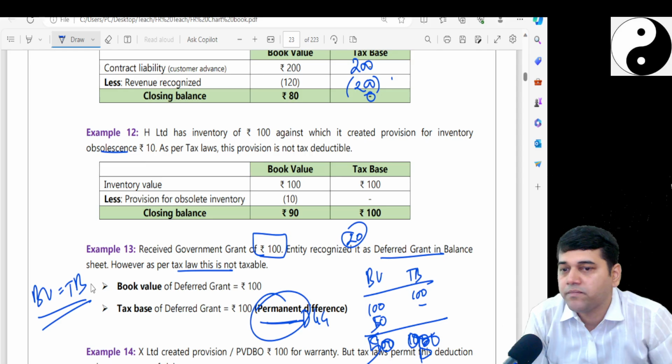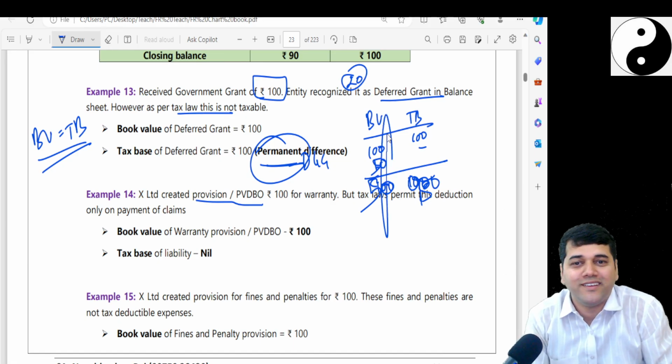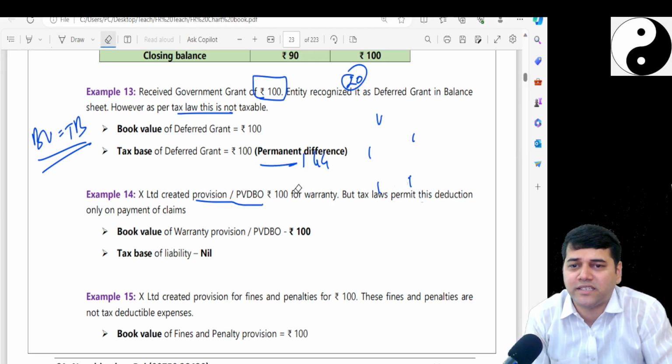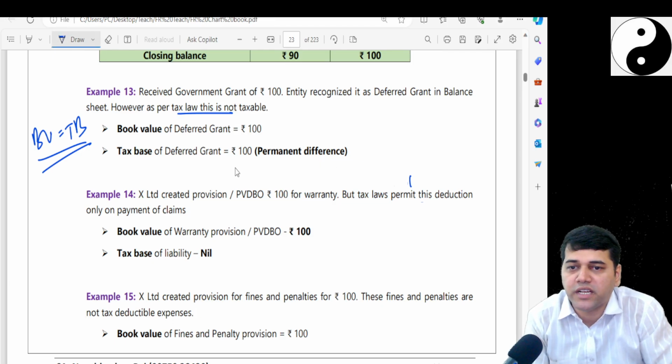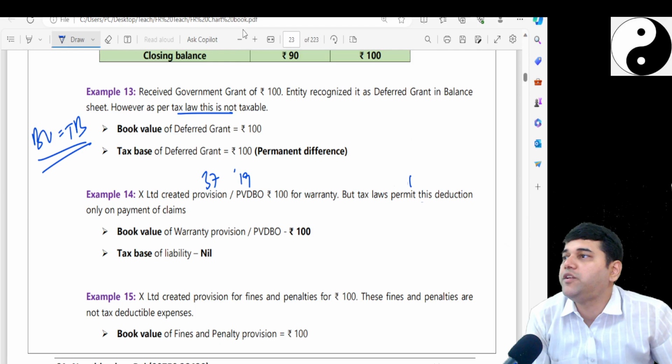Are you clear? Now, X Limited created a provision for PVDBO. Oh, then one more thing, see, nice, no? The more you learn different standards, beautifully, they should get interconnected. You made a provision for a warranty cost or PVDBO. Provision for warranty comes from Ind AS 37, PVDBO comes from Ind AS 19. What accounting entry did you pass for PVDBO provision?